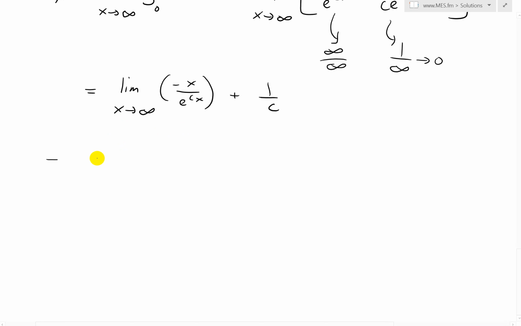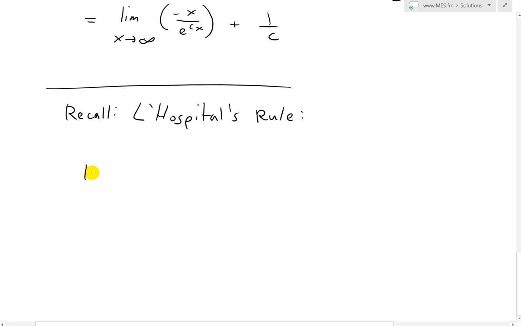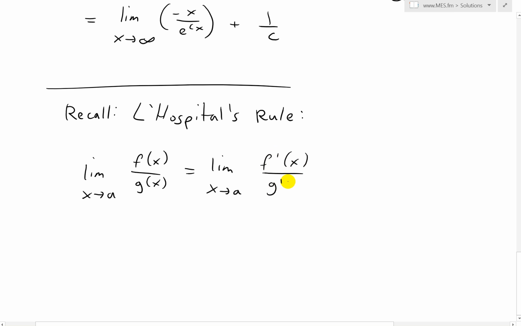Yes, so now what you have to do is basically to solve that, recall L'Hopital's rule, and it's often spelled like hospital. L'Hopital's rule. This is basically the limit as x approaches a of a function, if they're both differentiable, f of x over g of x, and this equals the limit as x approaches a of the derivative of the top divided by the derivative of the bottom.